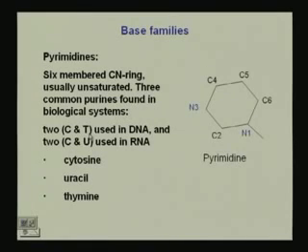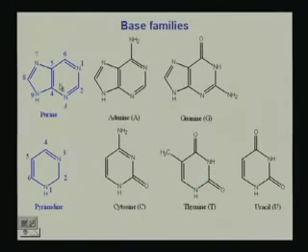C and T are used in DNA, that's cytosine and thymine. Cytosine and uracil are used in RNA. Okay? So, we have the purines and the pyrimidines that are going to form the nitrogenous bases of the nucleotides that are going to be attached to the sugars in the nucleotide structure to form our nucleic acids. So, these are our purines and pyrimidines.